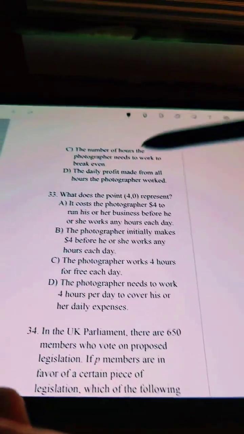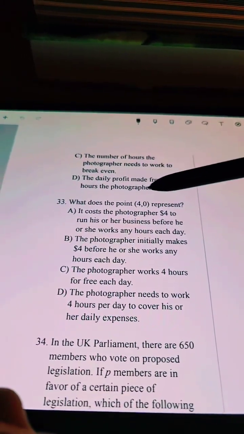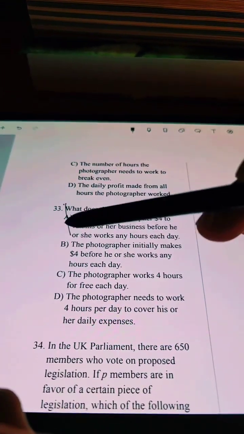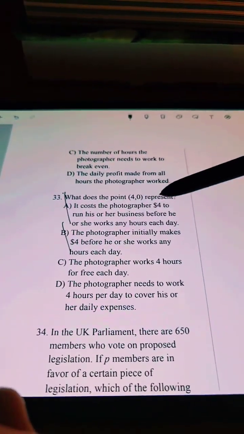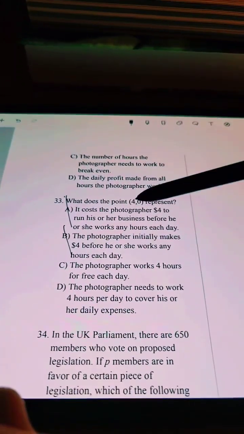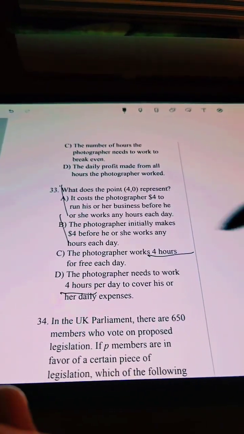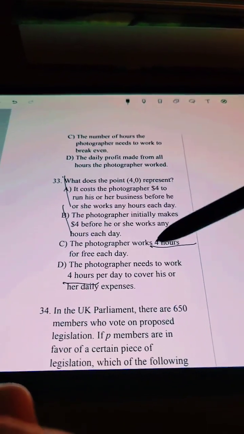So let's see. It cost the photographer $4. So remember, 4 was hours. So automatically I'm going to look and see, okay, $4, that doesn't even match the units that 4 is supposed to be. So I can cross those out. This matches. I have 4 hours, 4 hours. That's why I always pay attention to units first.